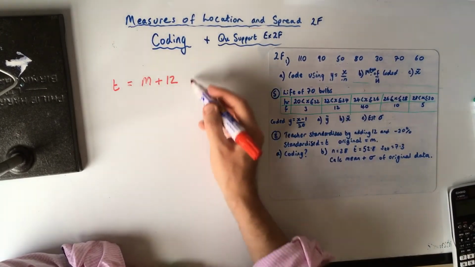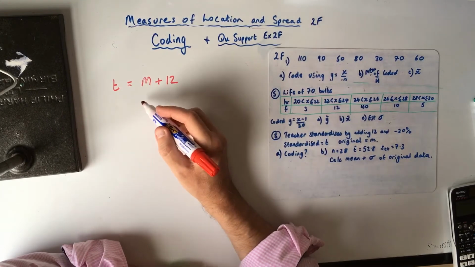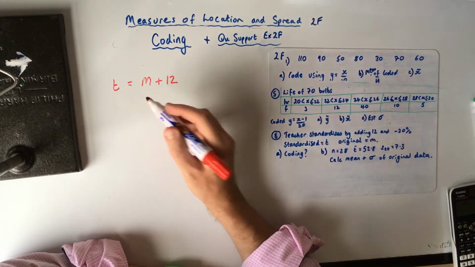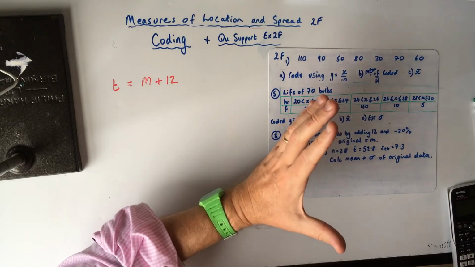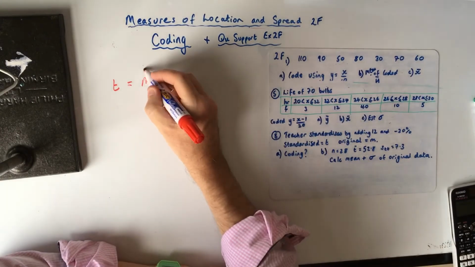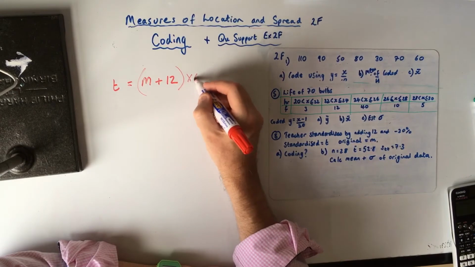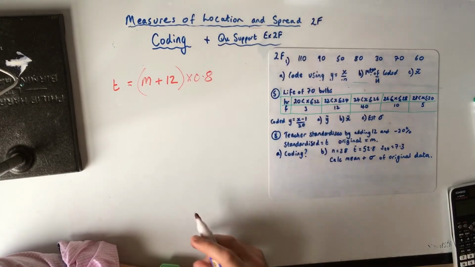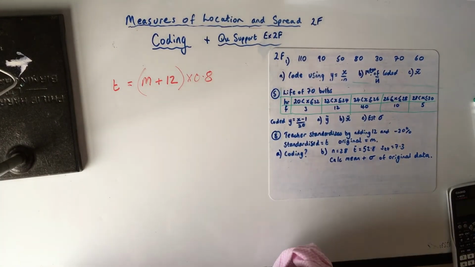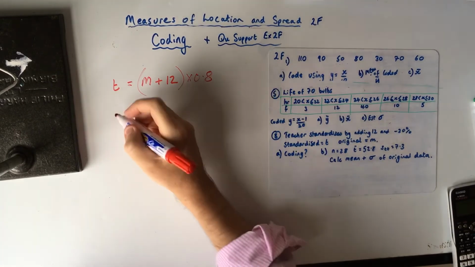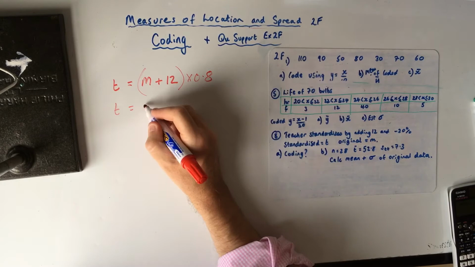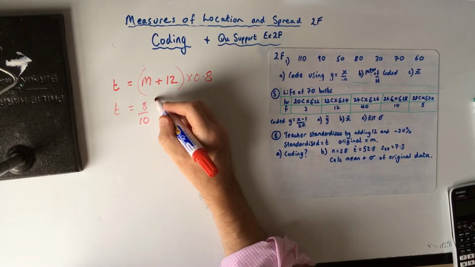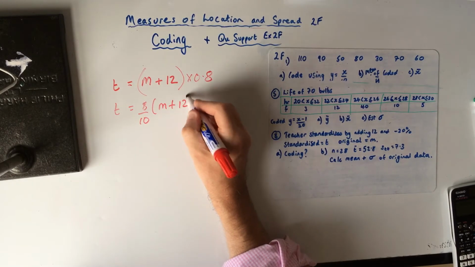Okay, if you take off 20%, it goes from 100%. What's the multiplier for that? 100% down to 80%. So that's the same as timesing by 0.8. Okay, so that is the formula. So the formula is 0.8 is 8/10, so it's 8/10 of M plus 12, isn't it?